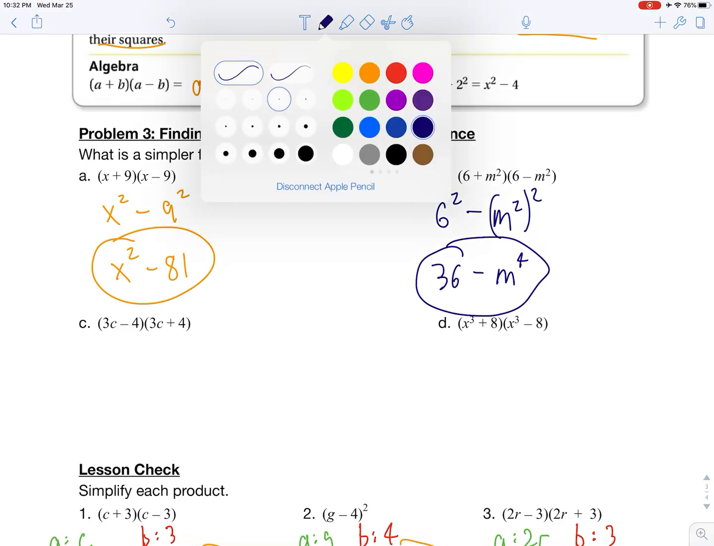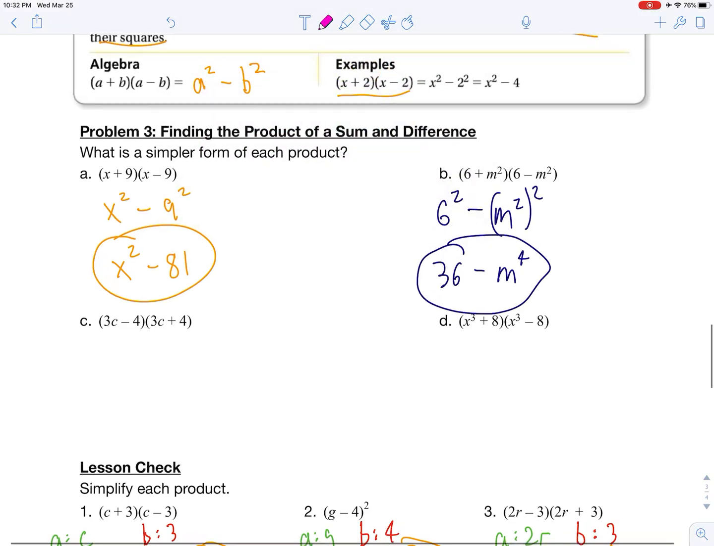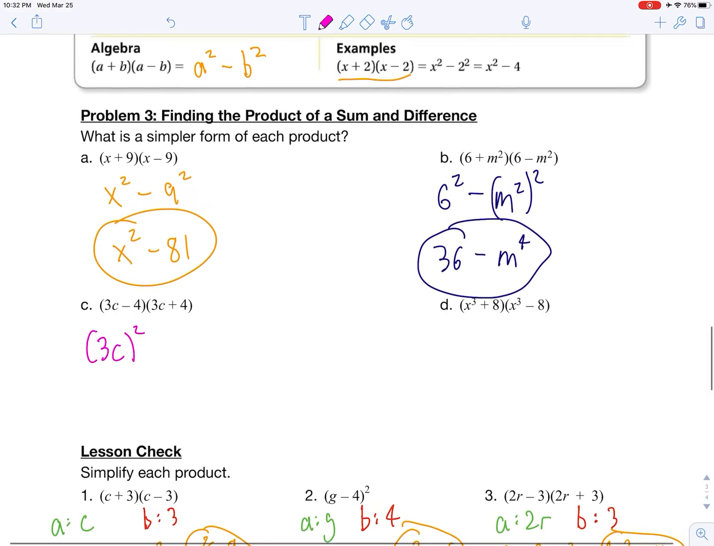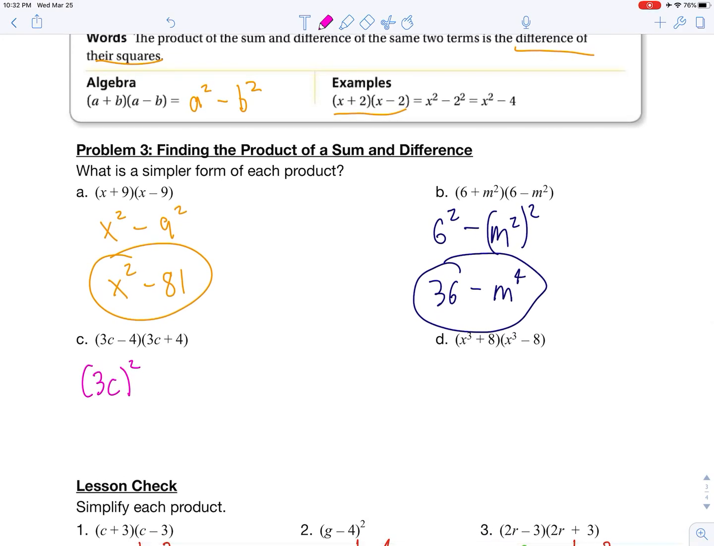So again, a couple quick questions you guys could probably do ahead of time. We know our first term's 3c, so as long as I'm squaring that, that's already the first part of my answer. We know our second term is 4, so if I subtract that square, let's just simplify. 3 squared is 9, c squared as well. 4 squared is going to make a 16. We're done without having to use any kind of longer method.